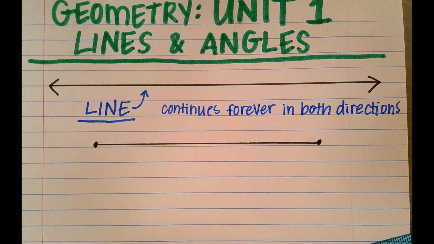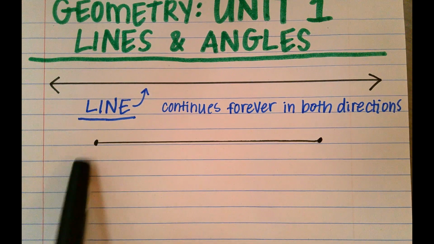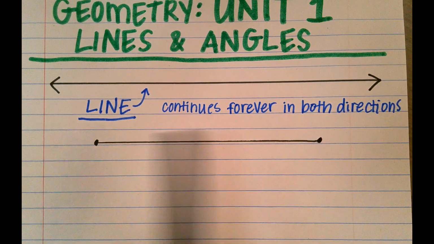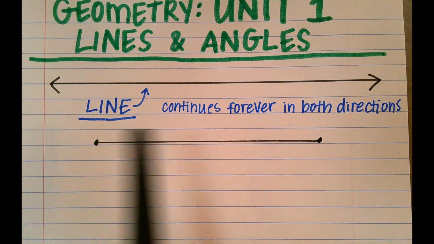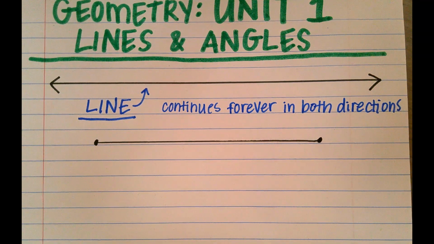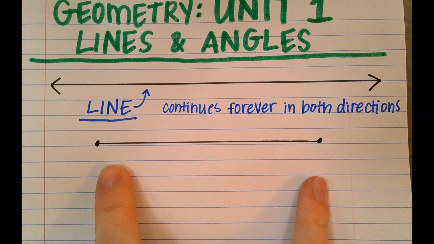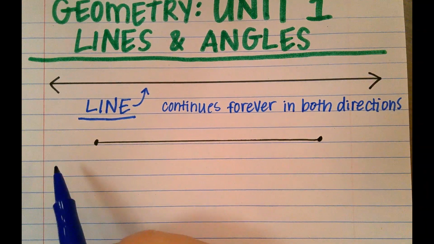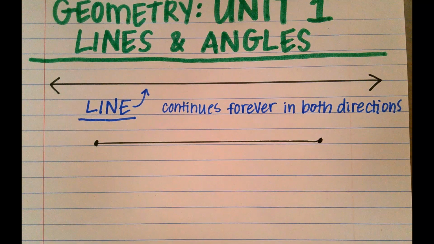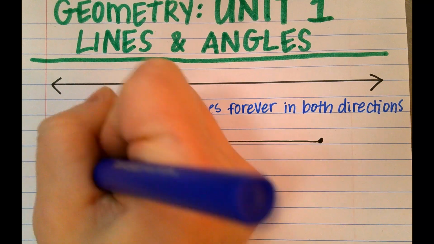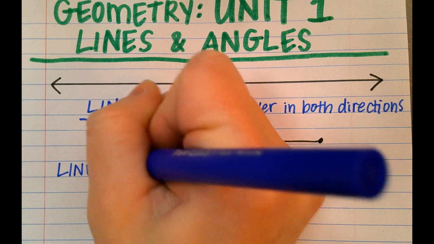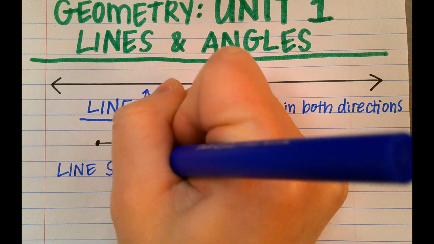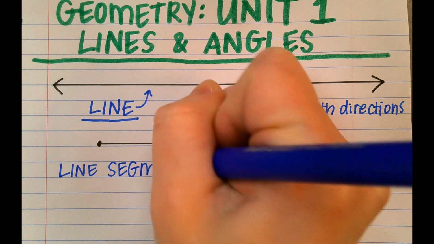Yes. Okay, so I've drawn another line. But this time I put end points. There's points on the end. This does not continue forever in both directions. And what we call this, because it is no longer technically a line, is a line segment. Yes, line segment.